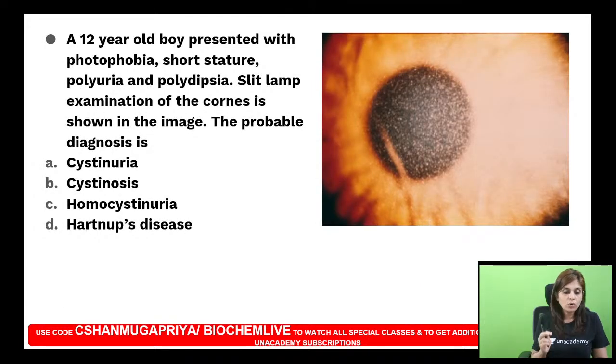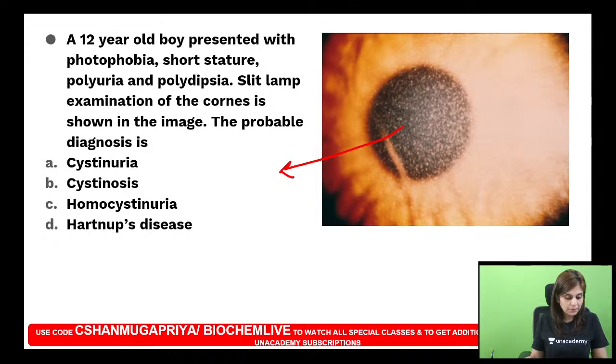A 12-year-old boy presented with photophobia, short stature, polyuria, and polydipsia. Slit lamp examination of the cornea is shown in the image. The probable diagnosis is? So can you first describe this? If I ask you to describe this, what will be the word that you use for this? Don't you think it looks shiny?